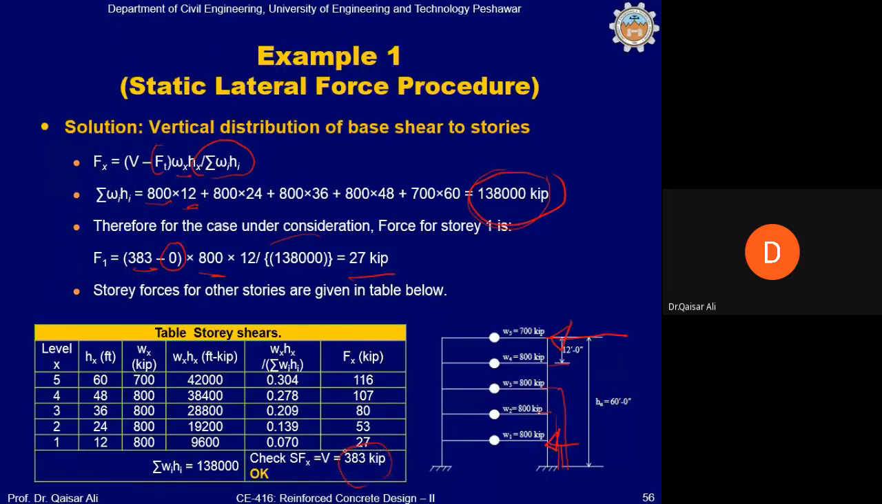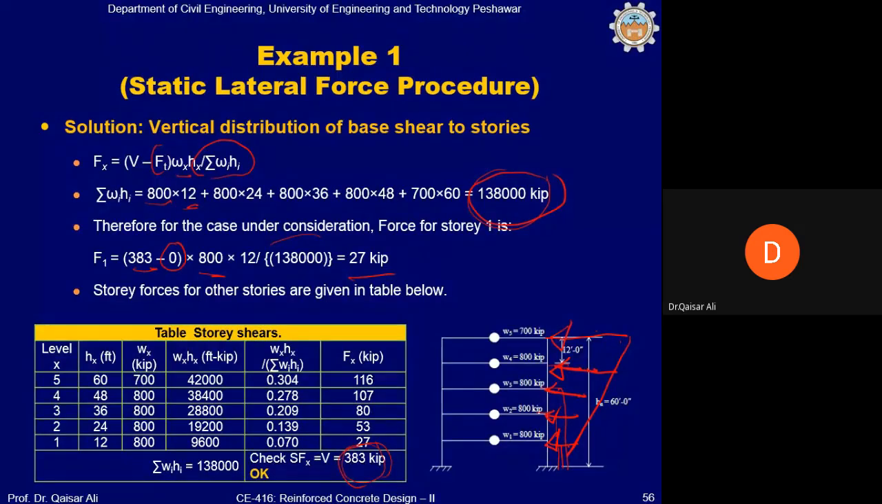So the total base shear 383 kip has been distributed in terms of forces along the height of the structure at every story level, like this and this. These forces are applied at the levels: 116, 107, 80, 53, 27. And once these forces are calculated, the forces can be applied laterally on the structure.